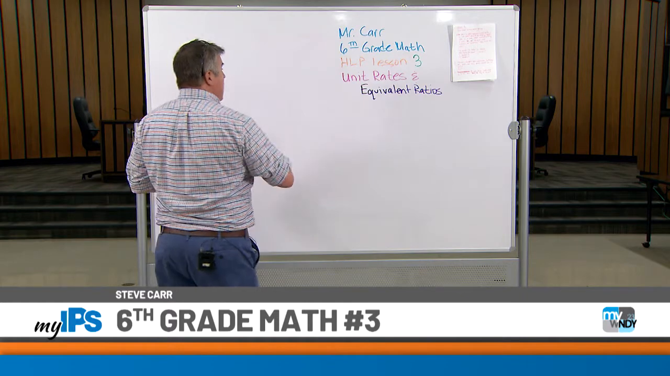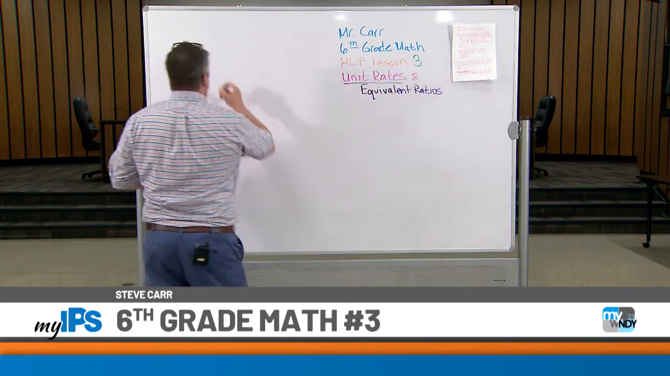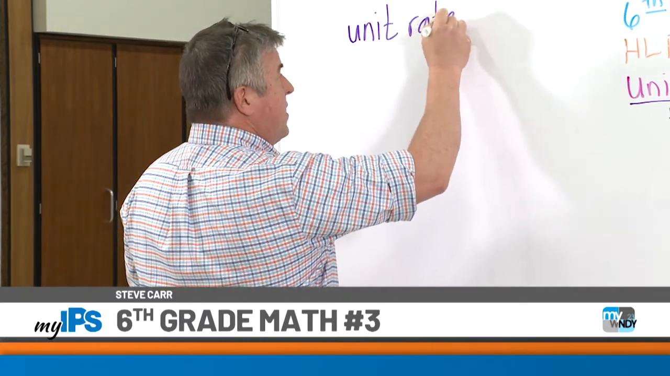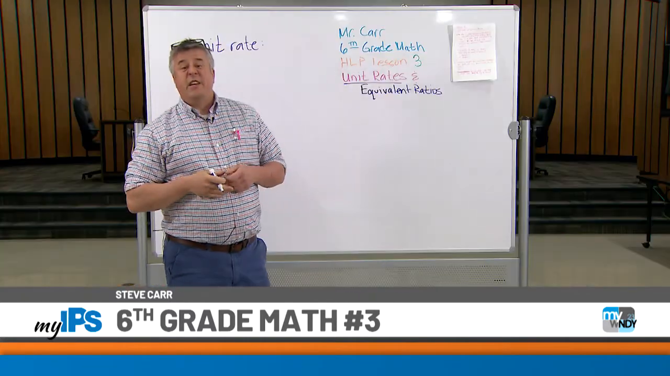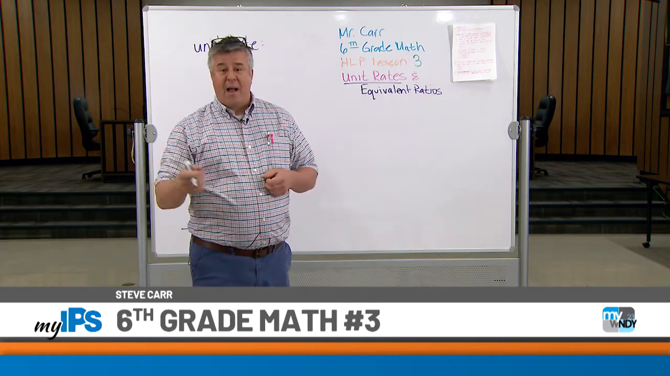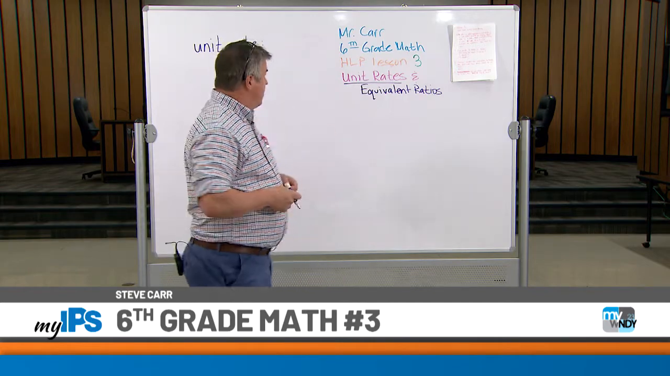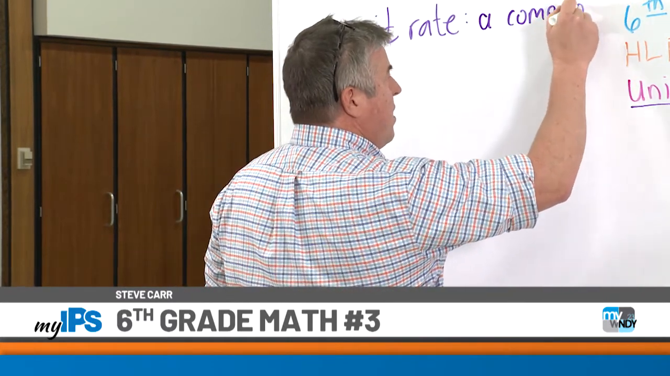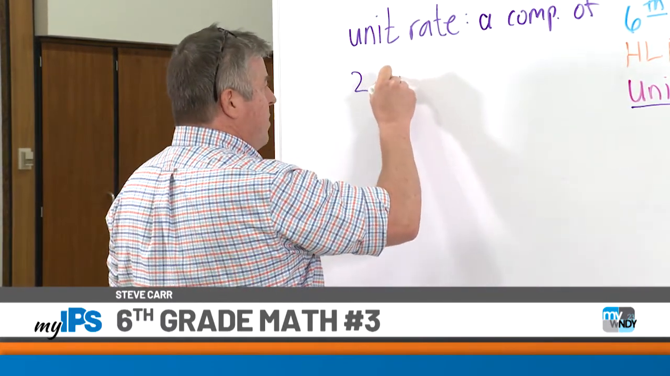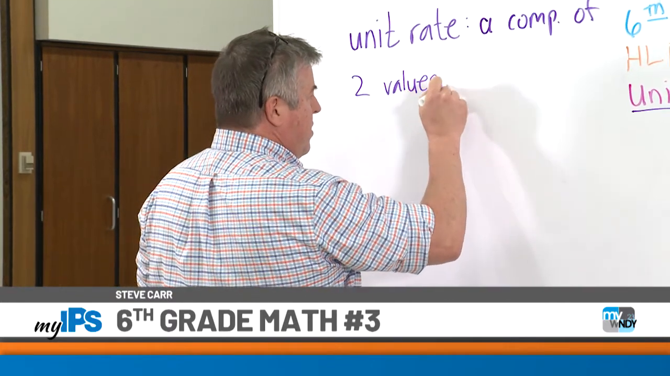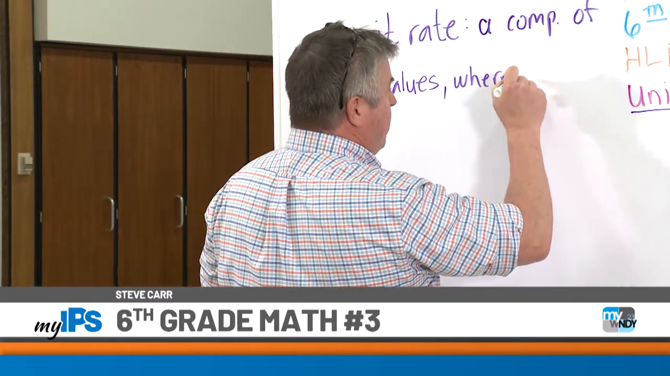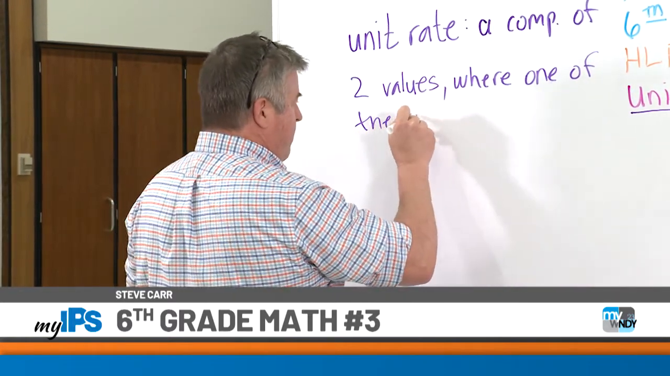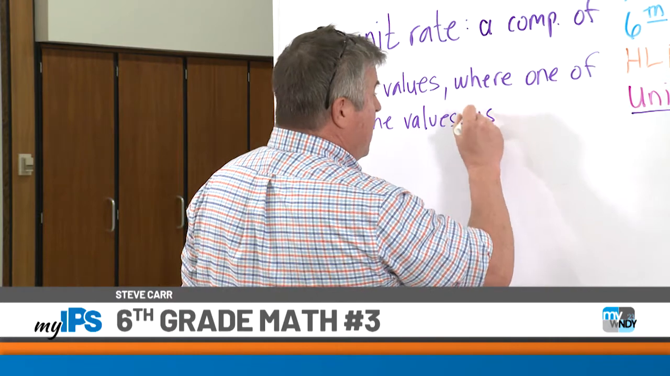What is a unit rate? Well, we learned yesterday that a rate is a comparison of 2 quantities using different terms, miles per gallon, dollars per pound. A unit rate is a comparison of 2 values where one of the values is 1.